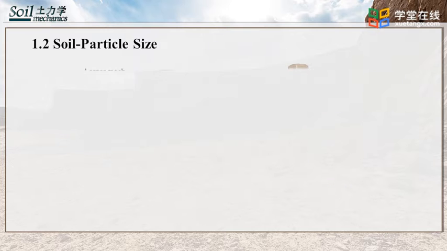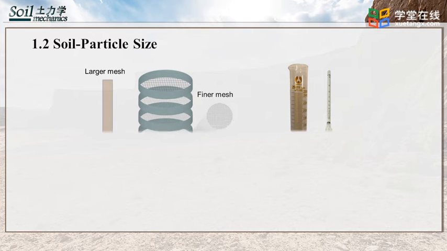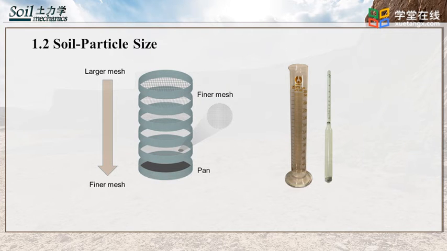Two common methods for determining particle size are sieve analysis and hydrometer analysis. Sieve analysis is used to determine the particle size of coarse-grained soil, and hydrometer analysis is used to determine the particle size of fine-grained soil.